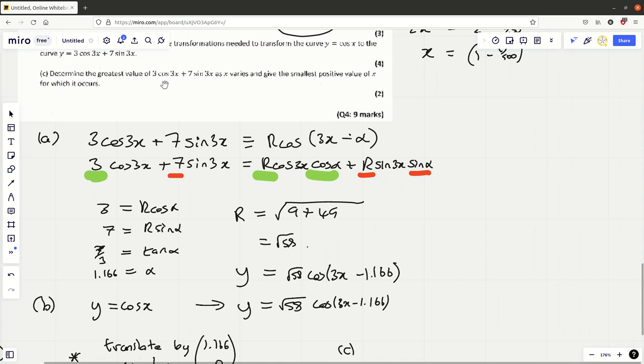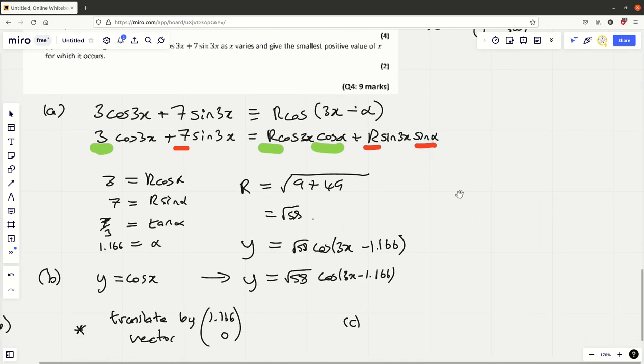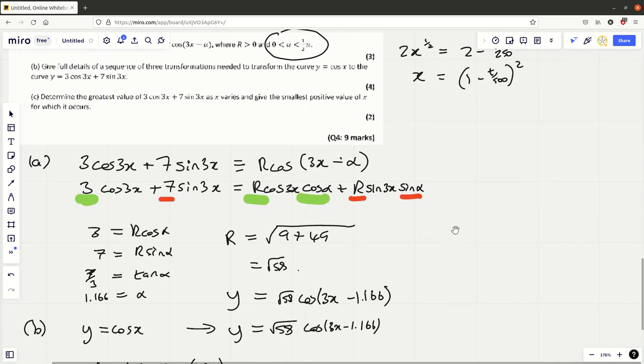Okay, determine the greatest value of this as x varies and give the smallest possible value of x when it occurs. They ask this question all the time. You can actually do it in your head, I promise you, yeah? Because we're trying to find the greatest value, is it the maximum? Yeah, okay, of this. Okay, well the maximum value, because this maximum is 1, so this maximum is actually root 58.